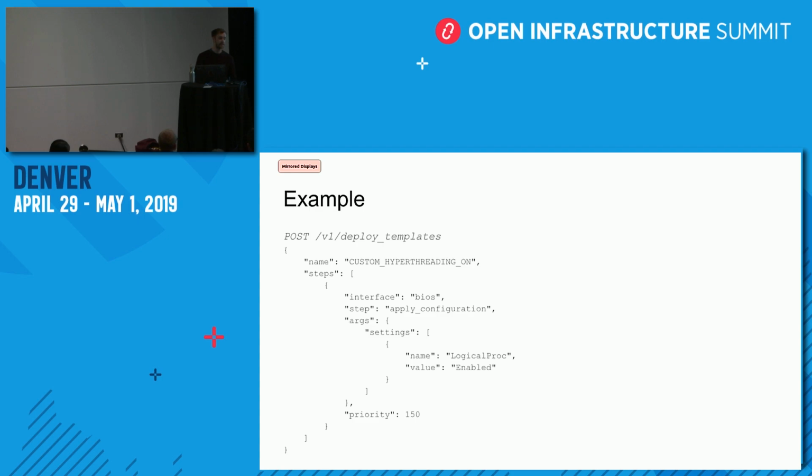So here's an example of creating a deployment template. We've got a name, which is a custom trait called custom hyperthreading on, and a list of steps. In this case, just a single step, which is using the BIOS interface step apply configuration to set the logical proc setting to enabled. And we've given it a priority of 150, which means that it runs before the mega step, which has a priority of 100.